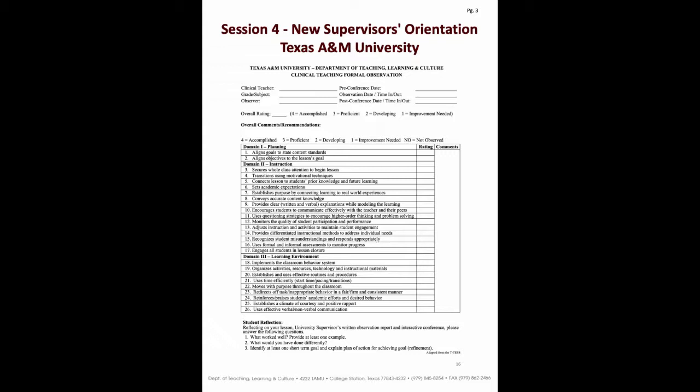For each of your formal observations, you will need to record the date for the pre-conference, the date and time in and time out for the observation, as well as the beginning and ending time of the follow-up conference. Also take note of the rating scale for each descriptor as well as the overall rating number for each lesson observed. Prior to each observation, it is suggested that you print hard copies of this form.